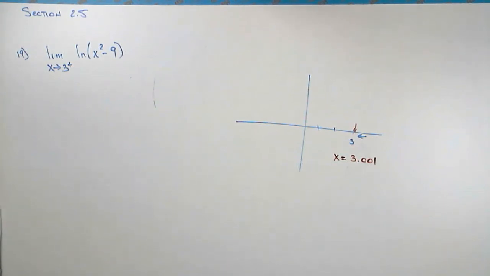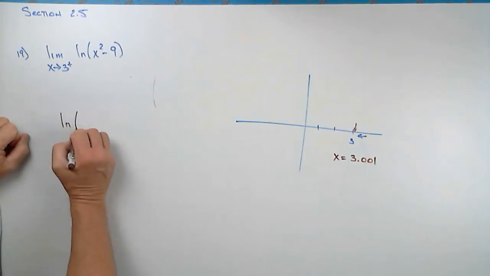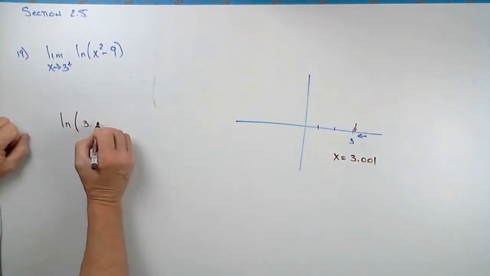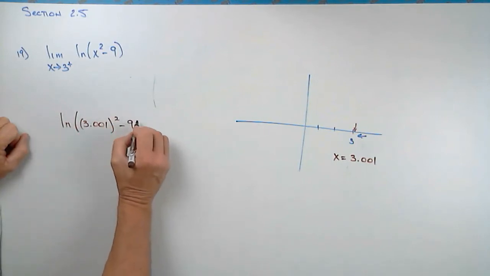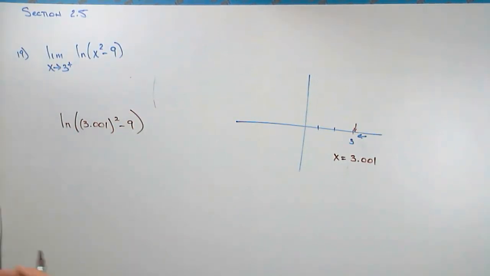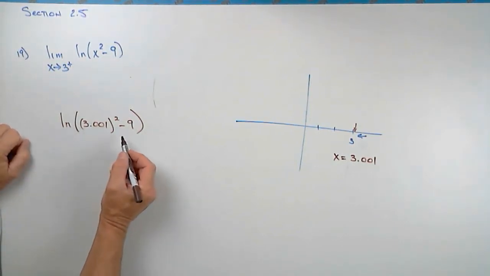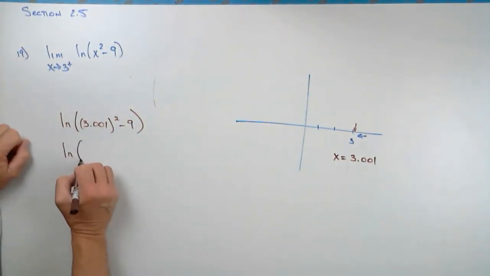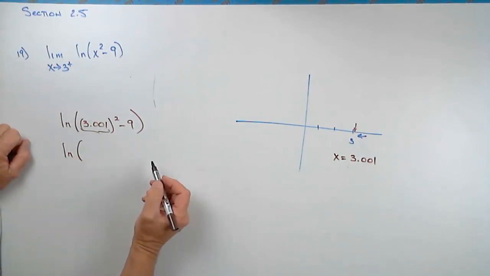Now, what does this look like? I don't know. Let's plug it in. What is the natural log of 3.001 squared minus 9? Right, that's what we're asking ourselves. And again, we don't need to grab our calculator and get the exact answer here. We know that if we square this, we're going to get this number right here. It's going to be barely bigger than 9.